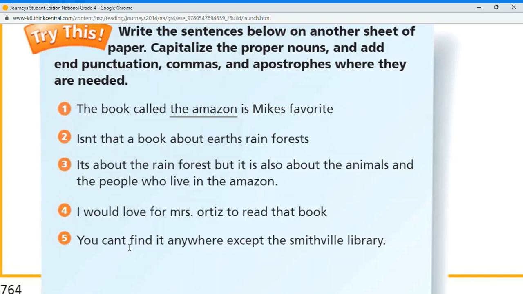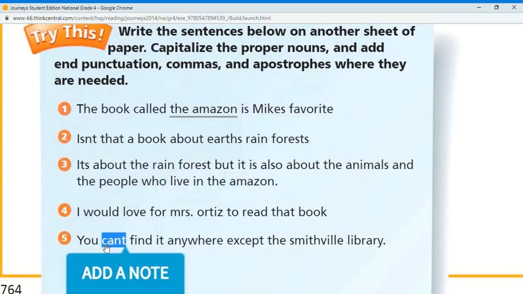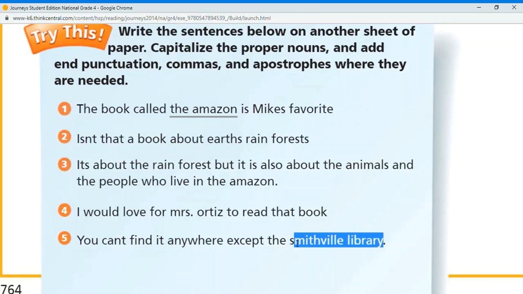So here, instead of saying can not, we said cannot or can't. So here it's a contraction, we must add an apostrophe. And here, guys, Smithville Library, it's a name of a place, so it's a proper noun, so we must capitalize the S and the L.